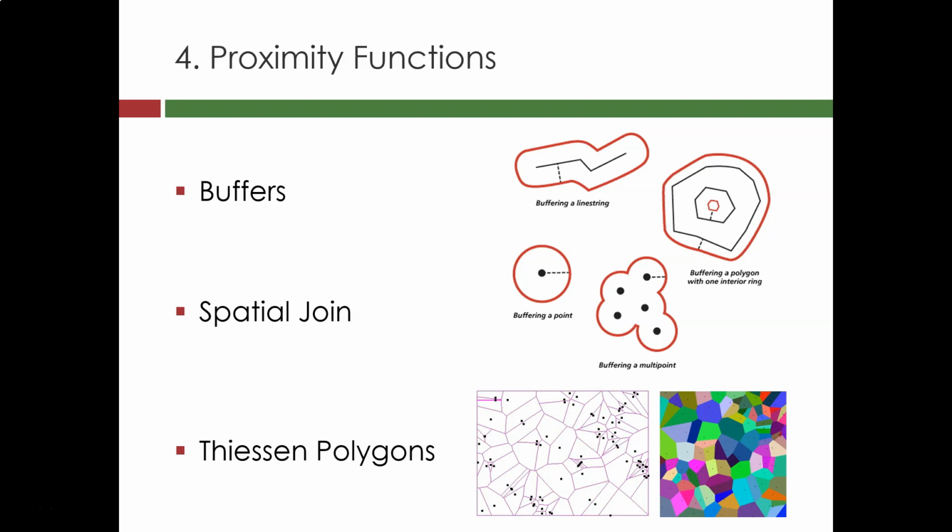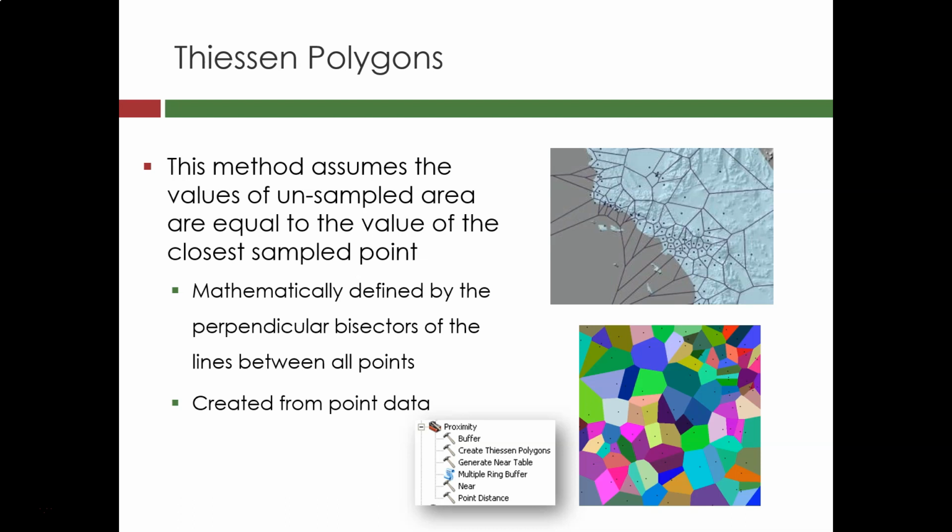Proximity functions. Next we'll look at three proximity functions, which are buffering, spatial join, and Thiessen polygons. Thiessen polygons are also called Voronoi polygons. This is an exact method of interpolation that assumes that the values of unsampled areas are equal to the value of the closest sampled point. This can be considered an abrupt interpolation method, as there are artificial sharp boundaries between interpolated polygons. This method assumes the values of unsampled areas are equal to the value of the closest sampled point.